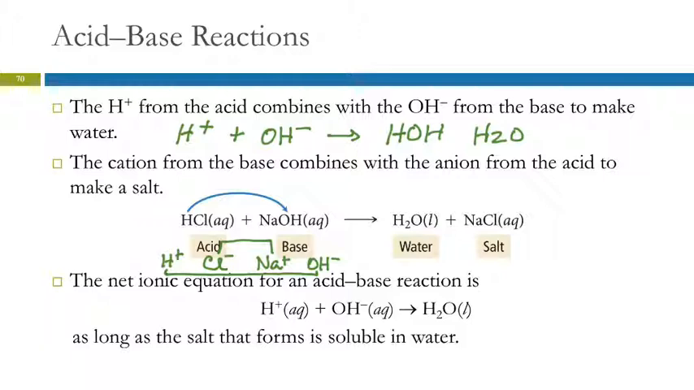If we write the net ionic equation for this, well, the sodium chloride is aqueous. When we write the complete ionic equation, those would each be individual ions. And so the chloride ion and the sodium ion are both spectator ions. So if we go through and write the net ionic equation, we end up with this. And that is the net ionic equation for acid-base reactions, as long as the salt that's formed is soluble, which is usually the case. Any questions?